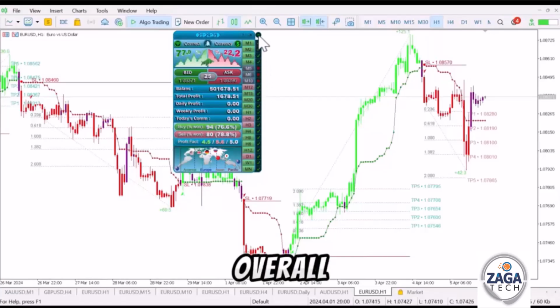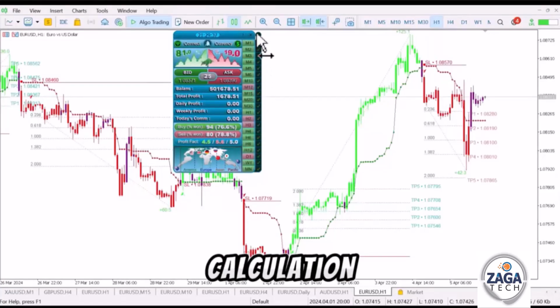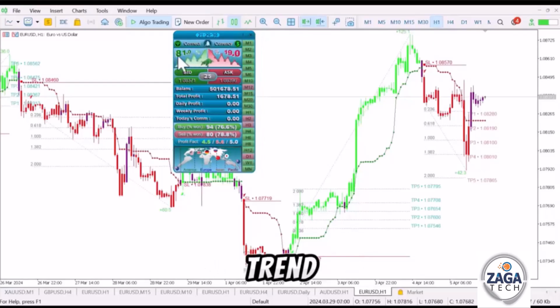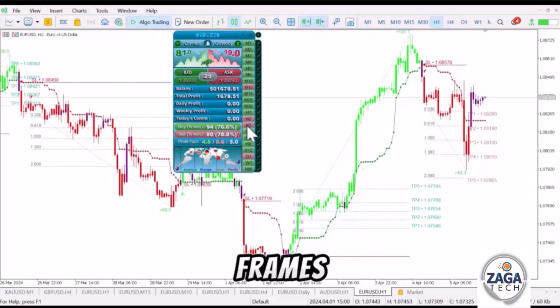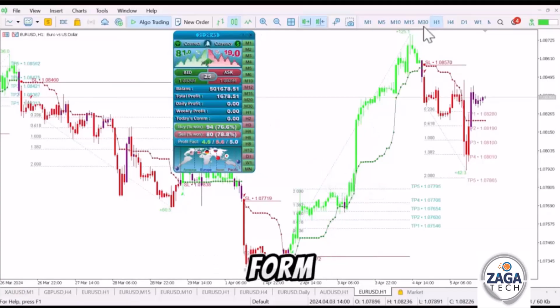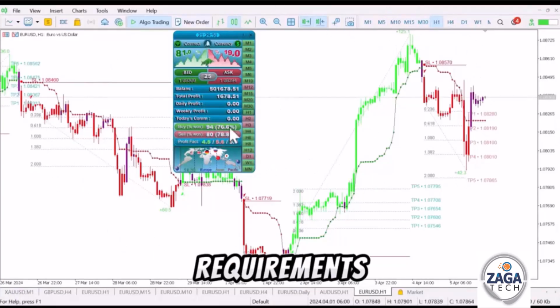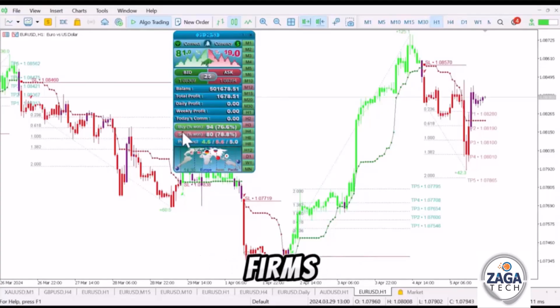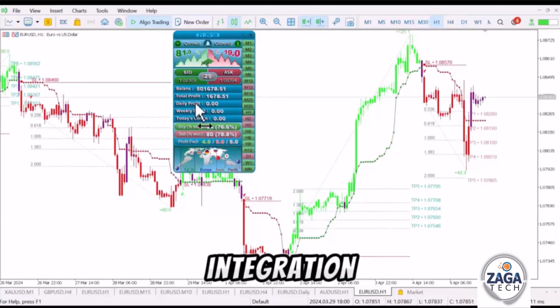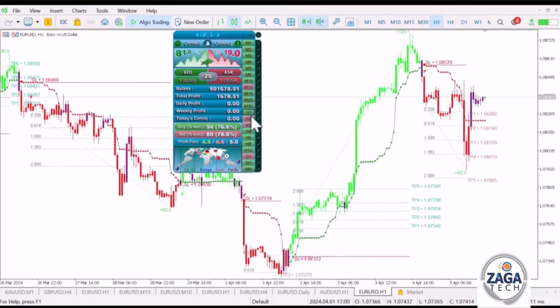15. Overall timeframes trend percent calculation. Calculates the percentage of trend strength across multiple timeframes, offering a comprehensive view of market trends and helping traders make informed trading decisions. 16. Prop firm ready. Designed to meet the standards and requirements of proprietary trading firms, ensuring compatibility and seamless integration for professional traders.